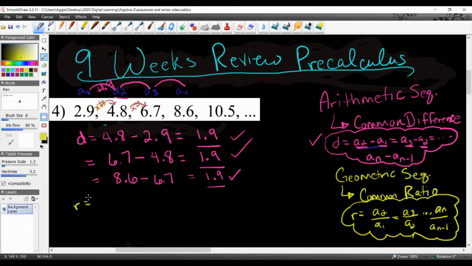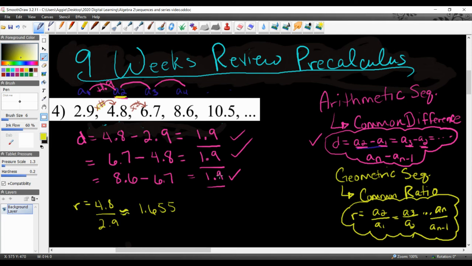R, which is our common ratio, would be equal to A2, the second term, 4.8, divided by the first term, 2.9. Let's see what that gives us. I don't know what that is off the top of my head, so I'm going to use a calculator. 4.8 divided by 2.9 is giving me approximately 1.655.